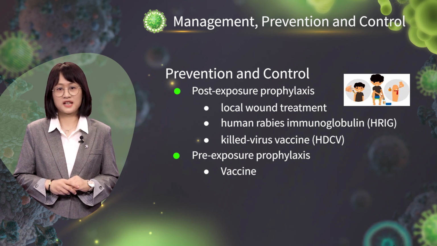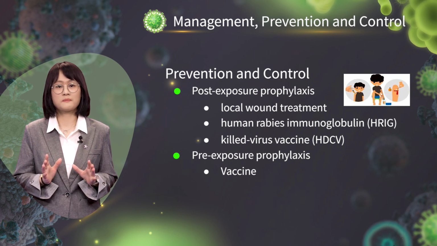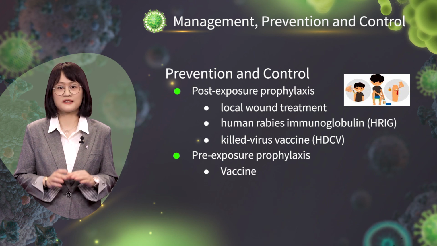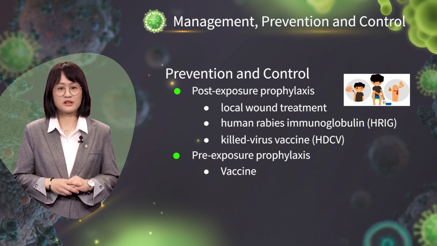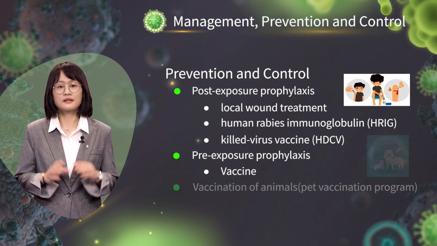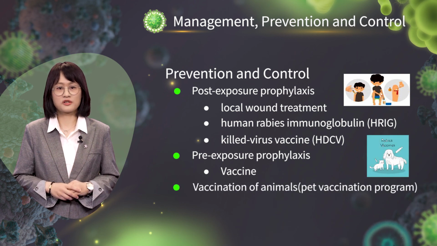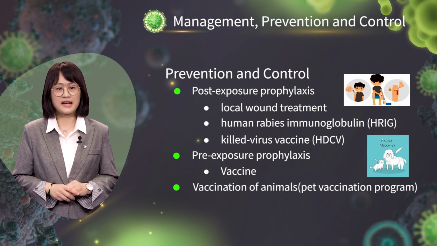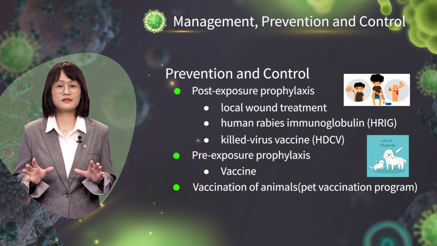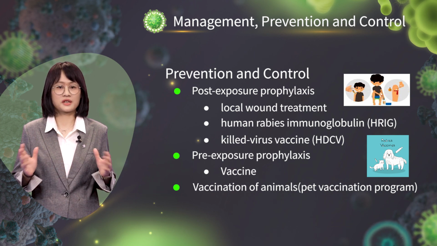Ultimately, effective control of rabies in domestic or wild animals is essential for prevention of human rabies. The control depends on management of stray and unwanted animals and a vaccination program for all dogs and cats.